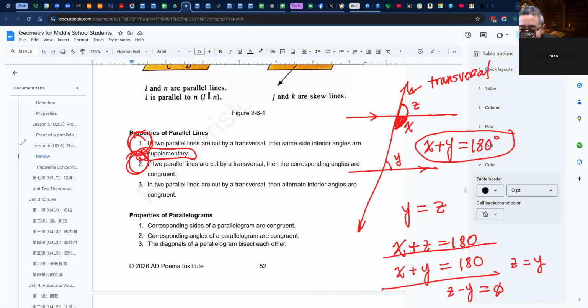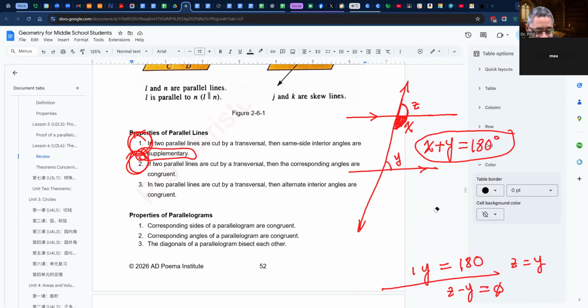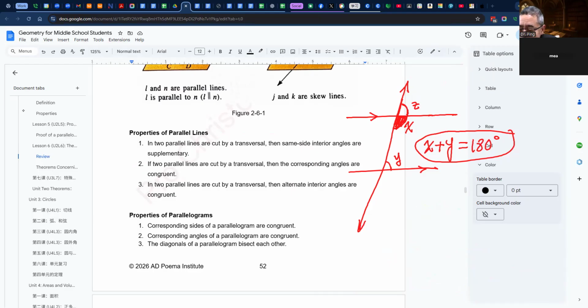And then we're looking at number 3. Again, our first property is the most fundamental. Once we understand the first one, then the rest we can easily prove. Number 3 says if two parallel lines are cut by a transversal, the alternate interior angles are congruent. The alternate interior angles are on either side of the transversal, between the two lines.